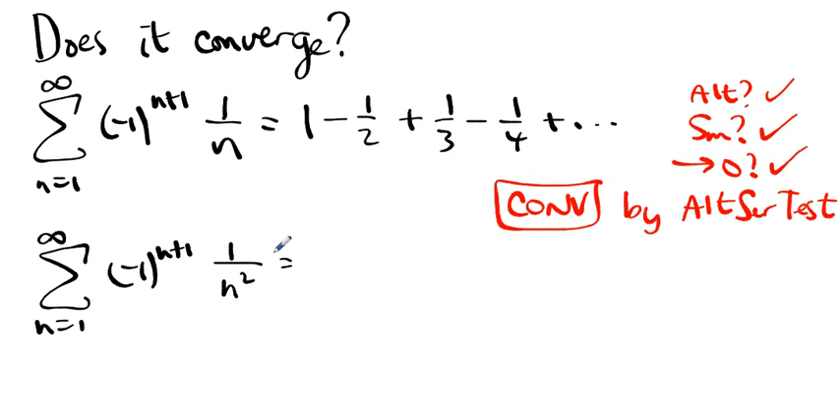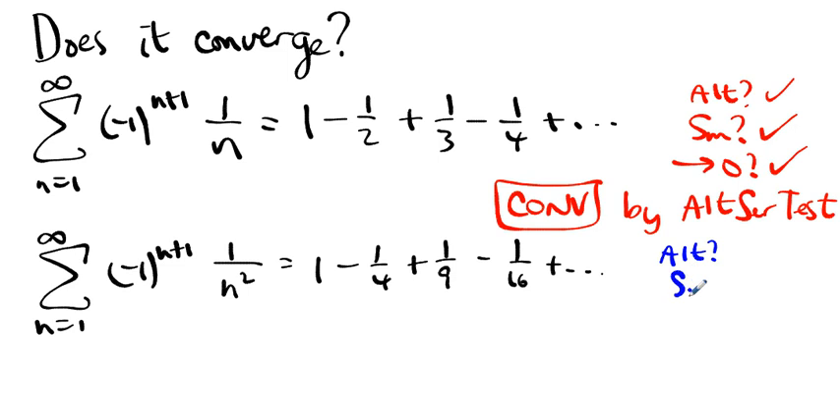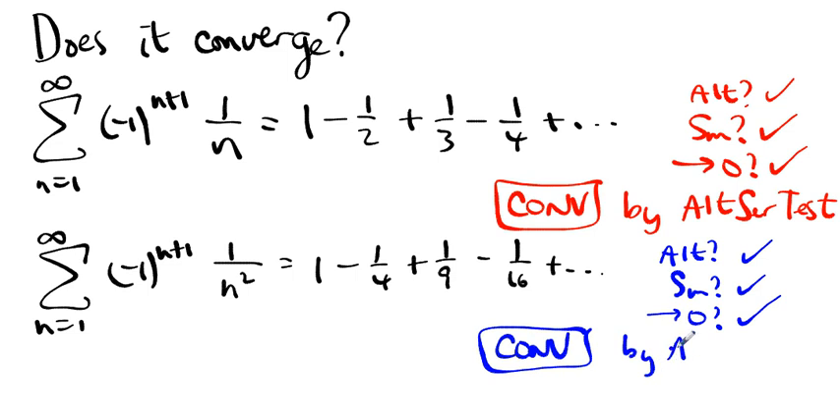This is a familiar series. This is a P series. It's a P series. 1 minus a fourth plus a ninth minus a 16th and so on. What happens to this series? Do the terms alternate? Do they get smaller? Do they approach 0? You tell me. Yes. Uh-huh. Sure do. This series converges by the alternating series test.